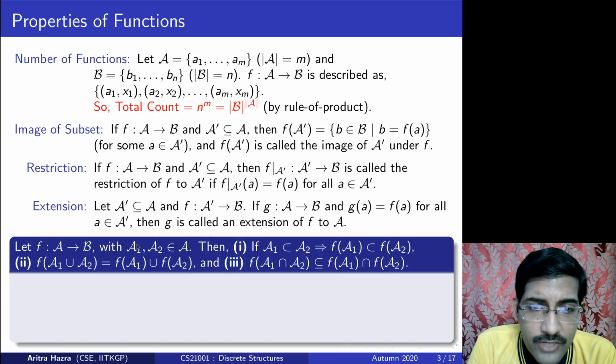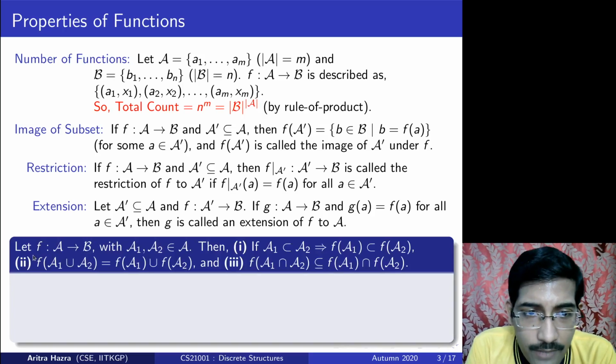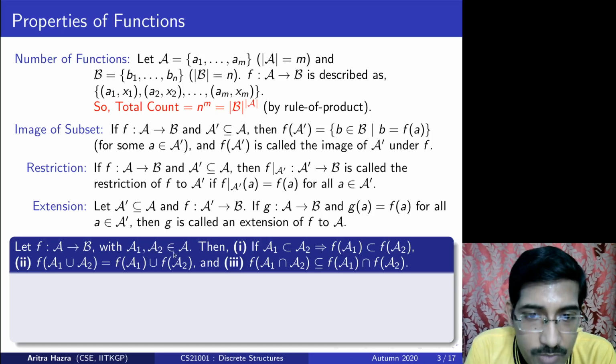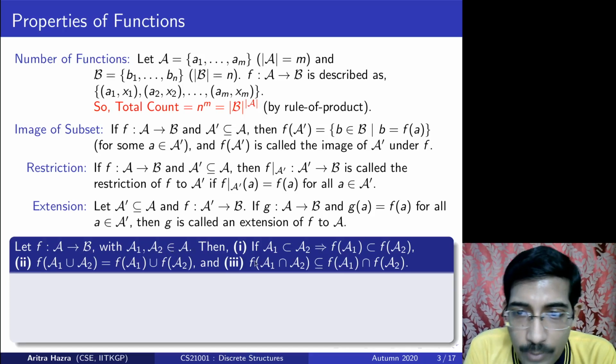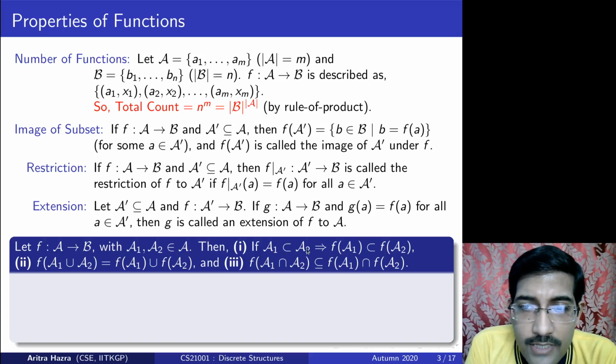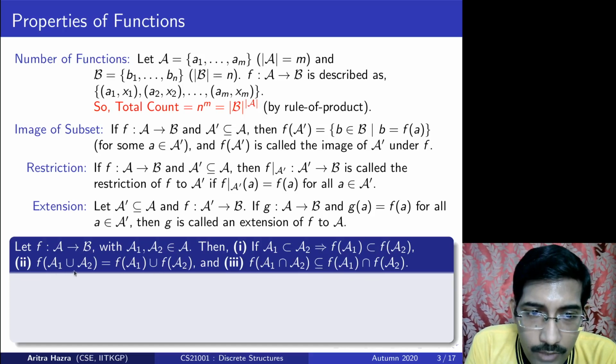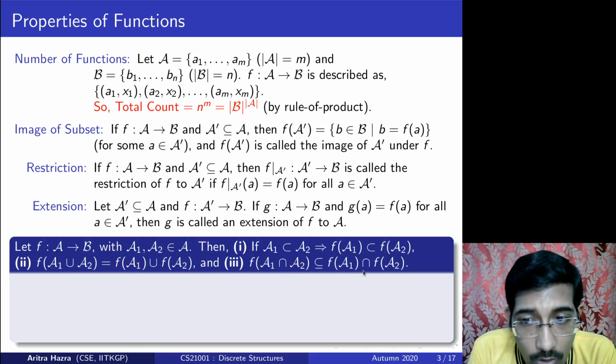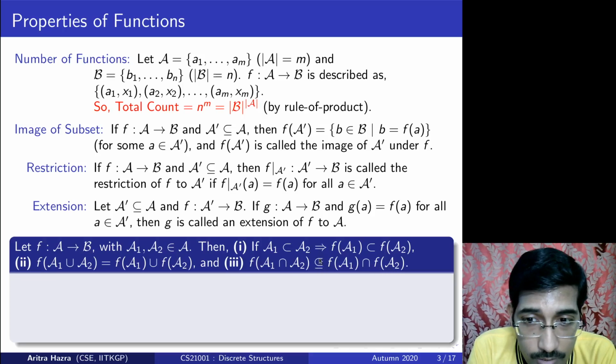With this definition, we have the first few theorems. Let F be a function from A to B where there are two subsets. This sign is wrong, please note it: this will be a subset equal to, not belongs to. So these two are subsets of A. Then we have: if A1 is a subset of A2, it implies FA1 is a subset of FA2; FA1 union FA2 should be equal to F of A1 union A2; and F of A1 intersection A2 is a subset of FA1 intersection FA2. Remember, this is a subset.